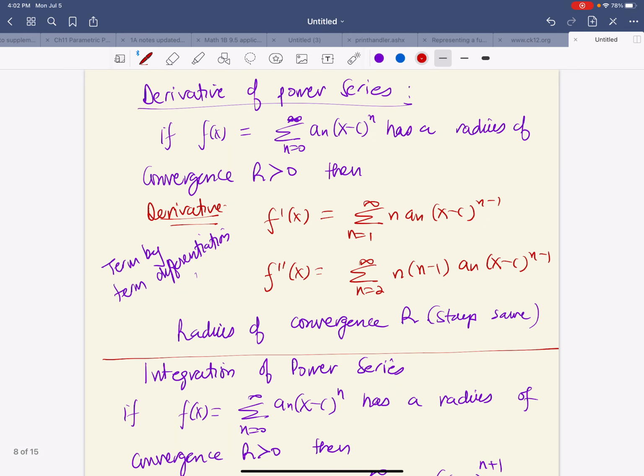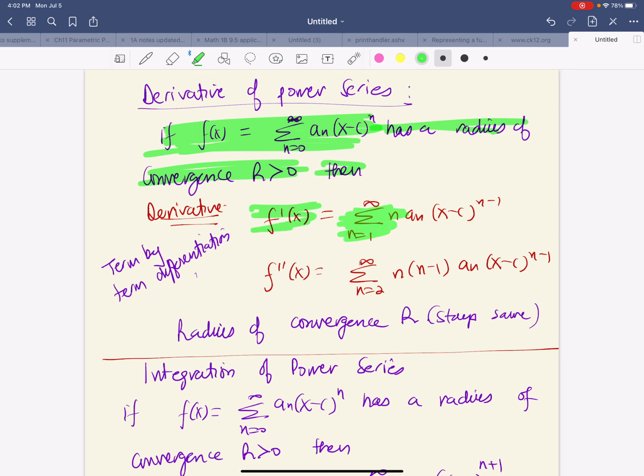Okay, derivative of a power series. If f of x is equal to summation n equals 0 to infinity a_n (x minus c) to the power n, and this has a radius of convergence R greater than 0, then we can do term by term differentiation, which is f prime of x would be equal to summation n equals 1 to infinity n a_n (x minus c) to the power n minus 1. So a_n is like a constant, the coefficient that doesn't get changed, but we reduce the exponent by 1 and the exponent comes in the front. So n comes in the front and the exponent gets reduced by 1.